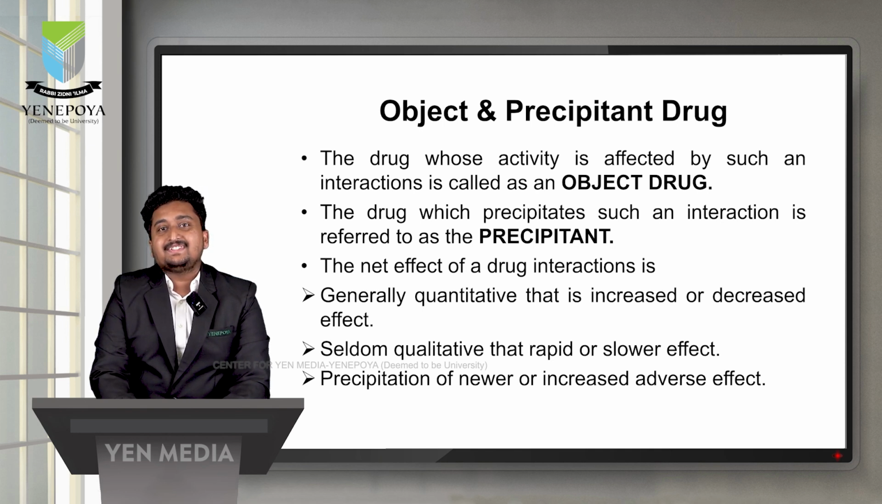That means the drug which is actually getting affected, we generally term it as the object drug, and the drug which precipitates such an interaction is referred to as a precipitant. That means the agent or the drug which is actually causing the changes in other drugs, we generally call them precipitant drugs. And the net effect of a drug interaction is generally quantitative, that is either the effect will be increased or decreased, seldom qualitative, that is either a rapid or slower effect, or precipitation of newer or increased adverse effects.